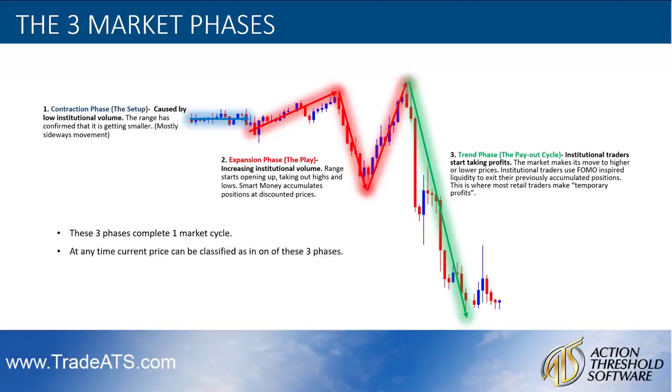At any time, current price can be classified as being in one of these three phases, like we showed you with the chart before. That sideways movement, if you can find the tightest part of the range, is normally going to happen in between sessions. This could be in between the close of New York and the opening of Sydney and Tokyo. You can see that's where you got low institutional volume. That's typically where you're going to get that average price, that contraction phase, through that time.